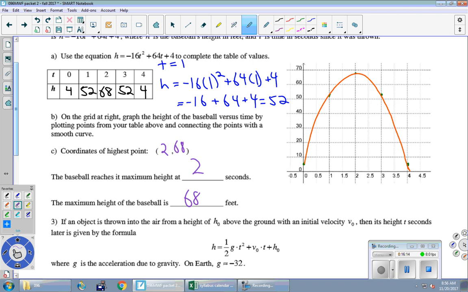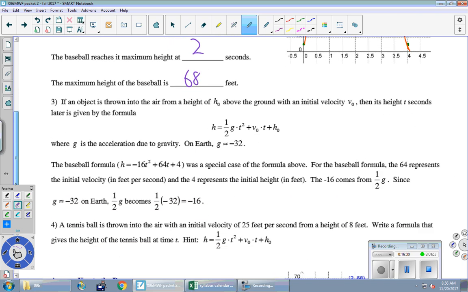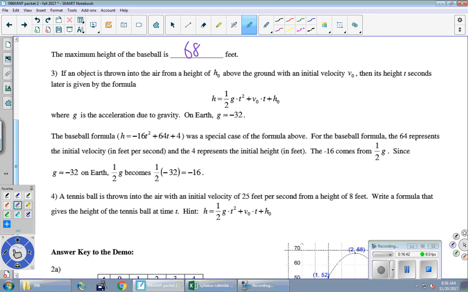Okay, so it turns out that that example, the equation, negative 16t squared plus 64t plus 4, is a special case of a more general formula. It turns out that any falling object that is affected only by gravity, which is the reason this baseball is falling back to Earth, follows the same exact formula, no matter what it is or where it is. So here's the formula. It says h equals 1/2 g t squared plus v sub 0 t plus h sub 0. Lots of letters there. It looks complicated, but once you know what's going on, it's really not.